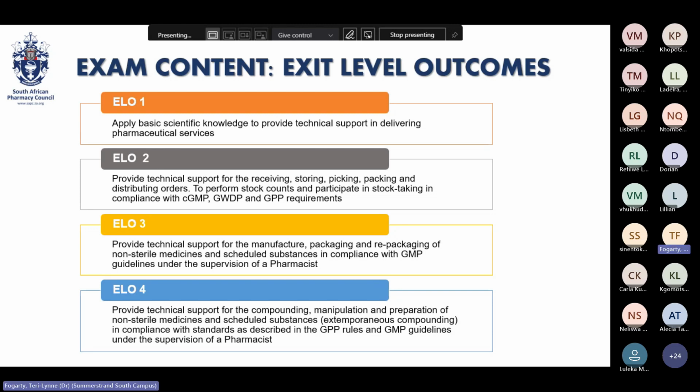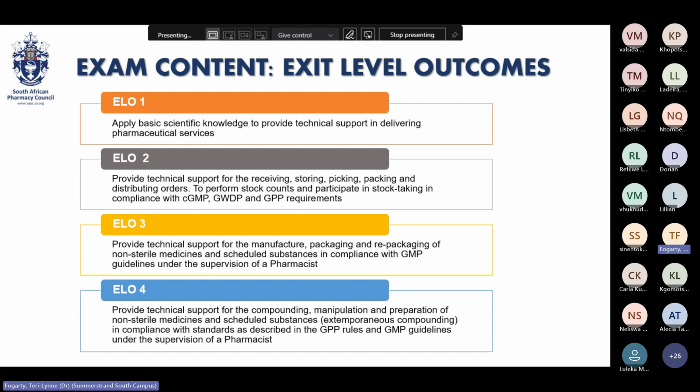The third ELO is to provide technical support for the manufacture, packaging, and repackaging of non-sterile medicines and scheduled substances in compliance with GMP guidelines. So let's summarize that one into a word, and we're going to summarize it into manufacturing. So ELO 1 is basic scientific knowledge, ELO 2, stock management, and ELO 3, we're looking at manufacturing. But these questions are about what a basic assistant can do, and therefore it is linked also to your scope of practice as a basic assistant. So manufacturing of non-sterile medicines.